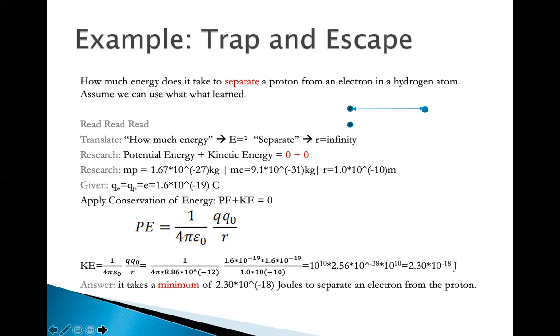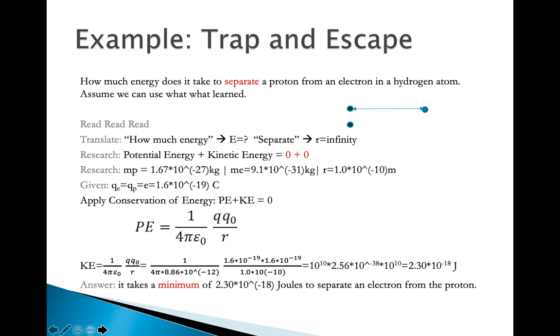Separation means R equals infinity. If we do research, we see potential energy plus kinetic energy equals the total energy at infinity. All we need is to reach infinity, so we need a minimum of 0 kinetic energy, and we know the potential energy is 0. That's why it's 0 plus 0.